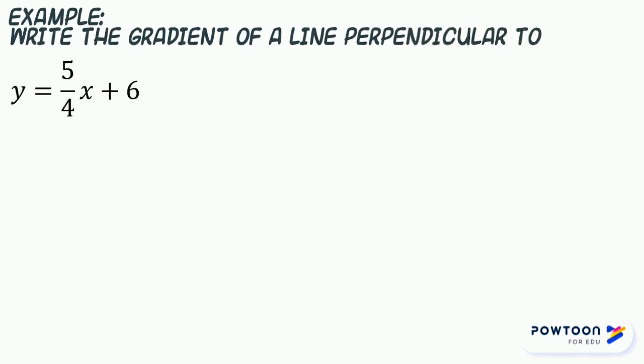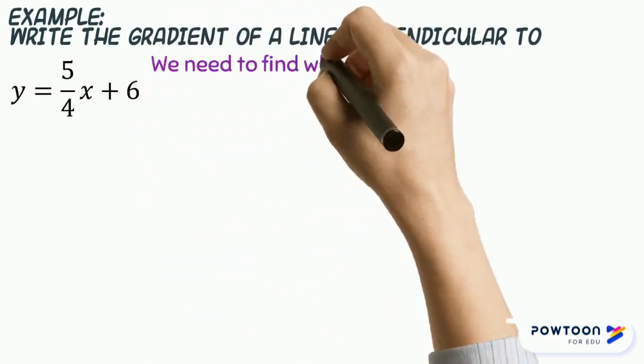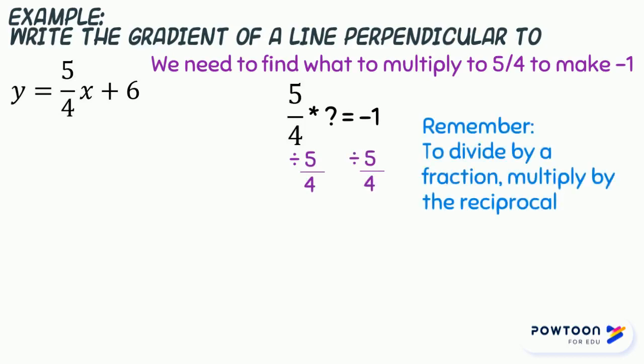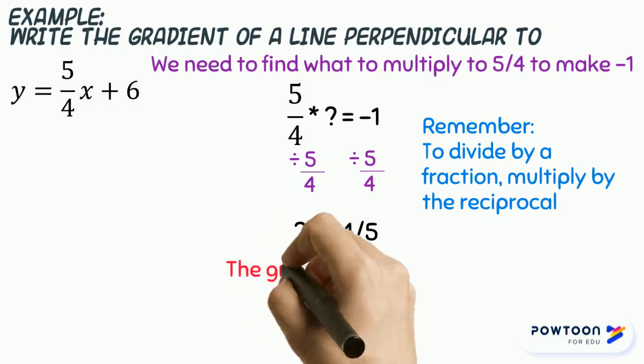Let's go through one more example. So now we're going to find the gradient of a line perpendicular to y equals 5/4 x plus 6. So again, we're looking to find what do we multiply to 5/4 to make -1. So we've got 5/4 times something gives us -1. We need to divide by 5/4. Just a reminder, to divide by a fraction, you just simply multiply by the reciprocal. So it's multiplying by 4/5. So that means our gradient of the line perpendicular to our given one is -4/5.